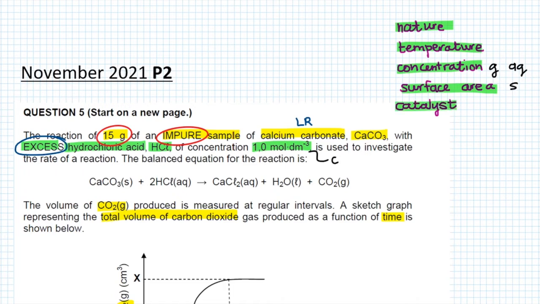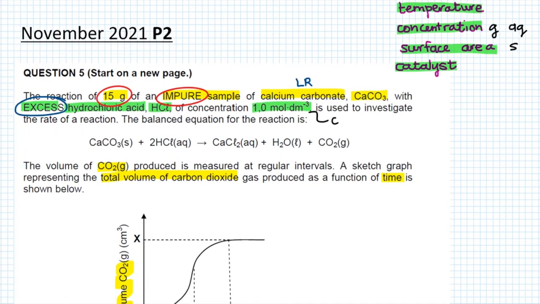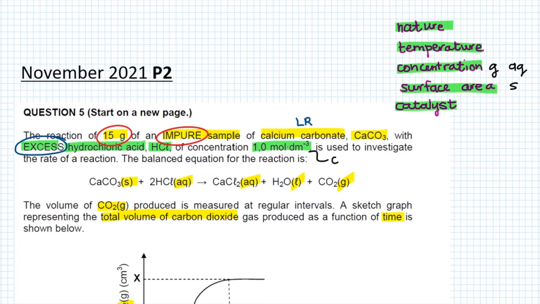Now, if we look at the reaction that is taking place, we can see that calcium carbonate is a solid. That is very important information. The hydrochloric acid is aqueous. The calcium chloride is aqueous. The water is a liquid and the carbon dioxide is a gas. Please do not ignore the phases in which the different reactants and products are in. These are important because they relate to these factors that I just mentioned. We can now go on to the questions.